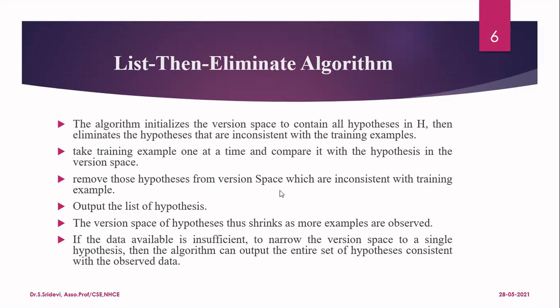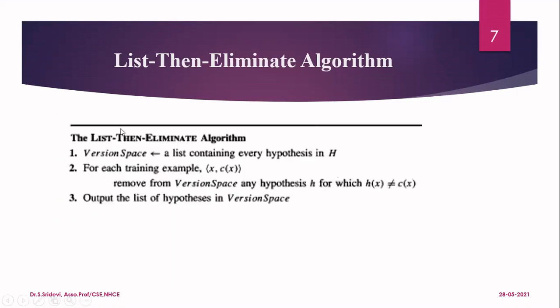Now let us see this algorithm. In the case of the list-then-eliminate algorithm, first we are going to initialize the version space to contain all the hypotheses that are possible in H. After that, you are going to take the records from the training examples one by one. Every training example consists of 2 things: one is X and the other is C of X. X is the set of features and C of X is the concept we are learning.